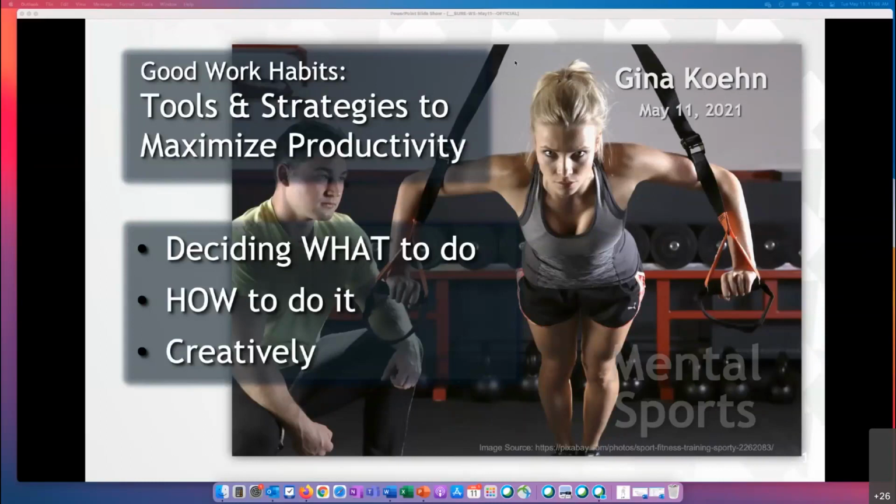So in my workshop today, I've divided it into three main sections. This is deciding what one should do, how to do it, and thinking about creativity and when you do it. I am a learning specialist from Student Learning Services, and my area of support is learning strategies.